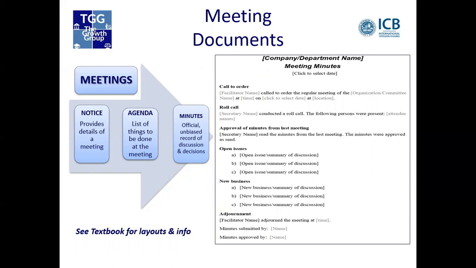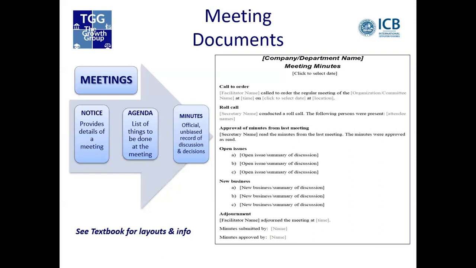Now, that can be an electronic notice, or it can be a notice that you posted, or it can even be one that you are displaying in a commons area, so that everybody knows that the meeting is going to take place, what it is about, and where it is, and how long it's going to last, all of those things. Then the agenda is, of course, the list of things to be done at the meeting.